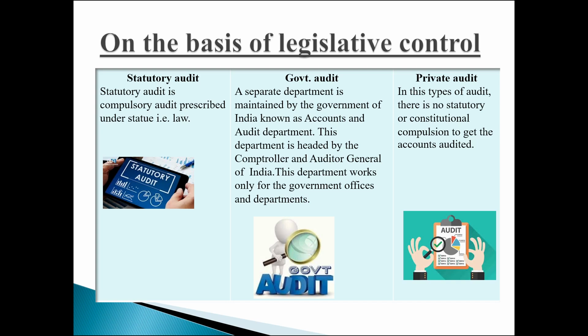First one is on the basis of legislative control. First type is statutory audit. Statutory audit is compulsory audit prescribed under statute, that is law. In this type of audit, the rights, powers and duties are laid down by statute, which cannot be altered. In India, the accounts of joint stock companies, banking companies, insurance companies, cooperative societies and trust institutions are subject to this type of audit.